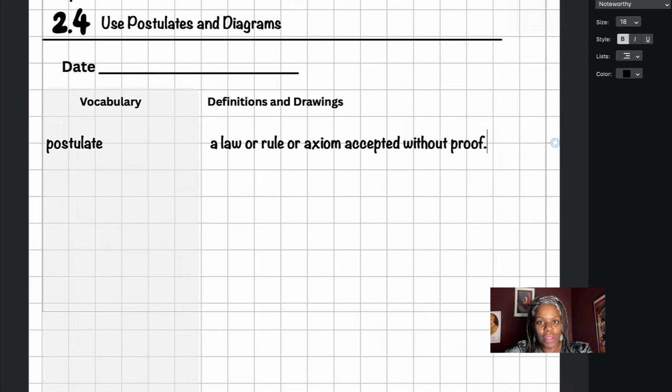So the first vocabulary word we're going to talk about is postulate. And if you remember, we had this word back in section 1.1 or maybe 1.2. You do have it in your notes. A postulate is a law or a rule or an axiom, some kind of principle that we accept without proof. We don't even worry about the reason behind it because it's almost so obvious sometimes that we're like, yeah, that's true. And we accept it without going into detail about proof.